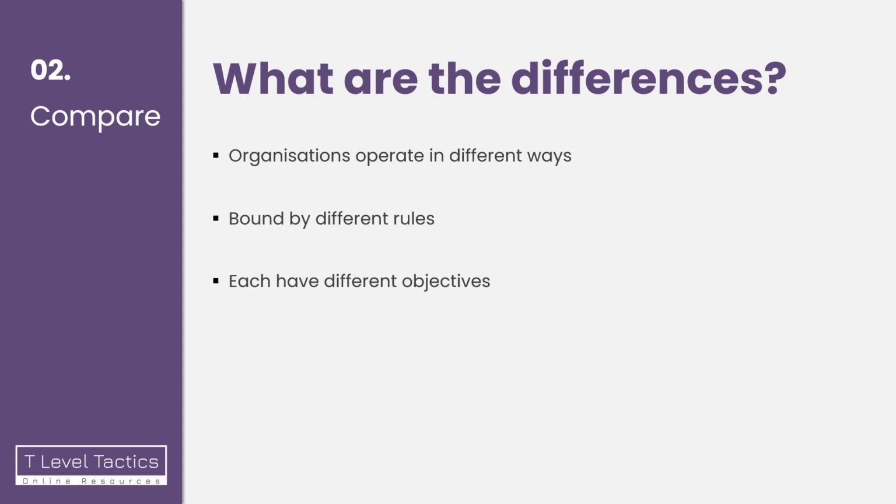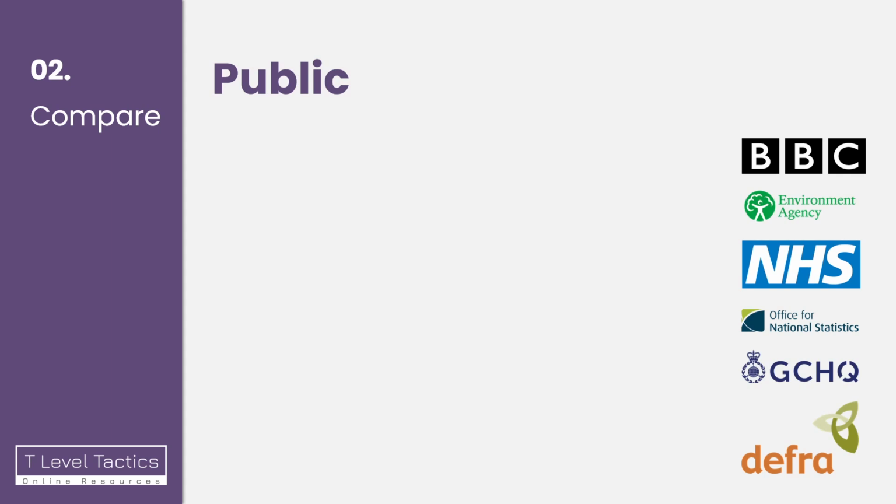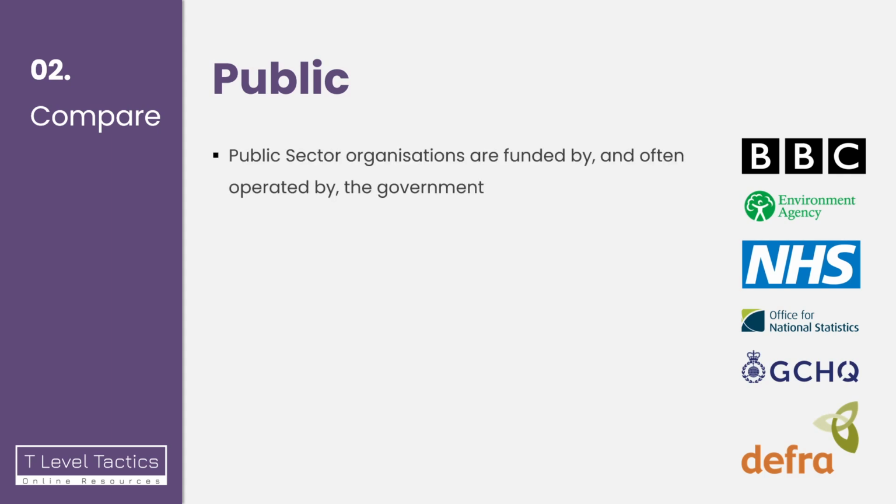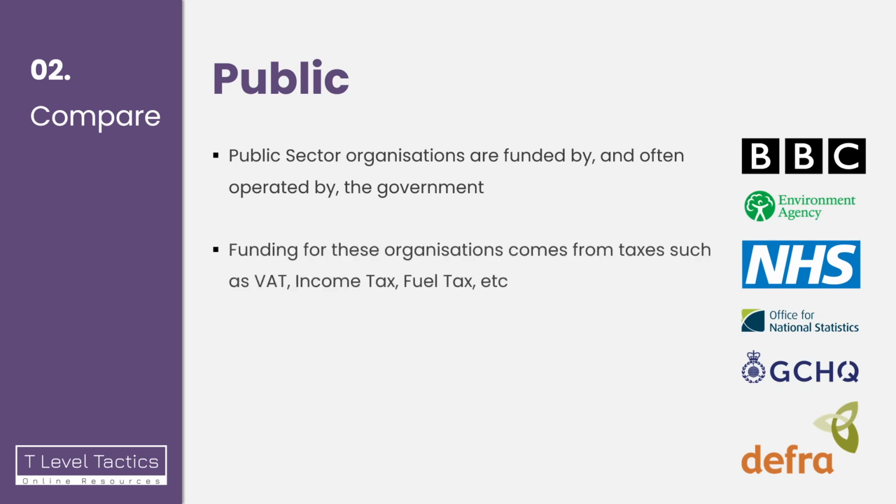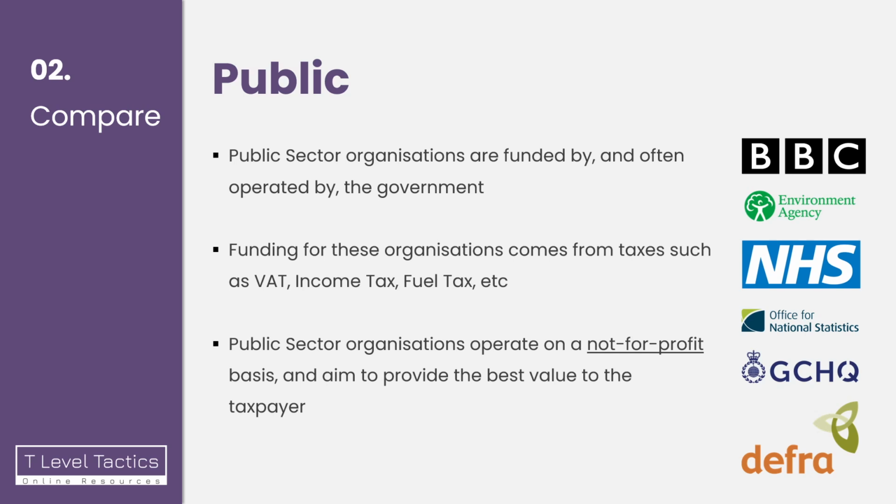Let's take a look at those public organisations first of all. Now, public sector organisations are often funded by and operated by the government. One exception on our list of examples here is the BBC. They do operate independently, but they are funded by the government in the form of a TV licence. Funding for the other organisations on our examples list will come from taxes such as value-added tax, income tax, fuel tax, and more. Public sector organisations will operate on a not-for-profit basis and aim to provide the best value for the taxpayers' money.